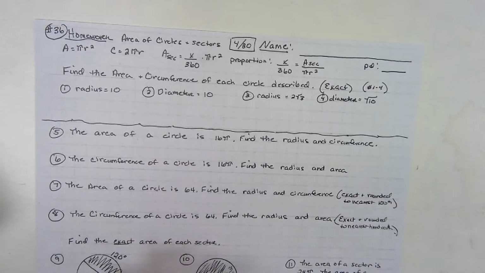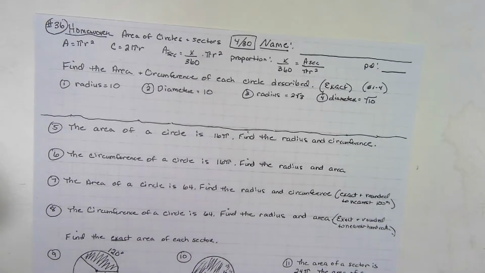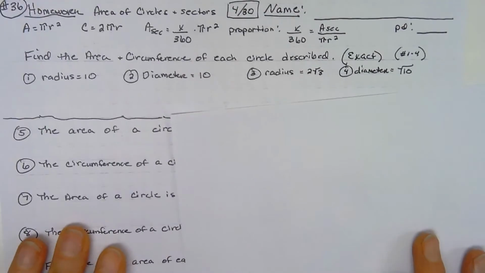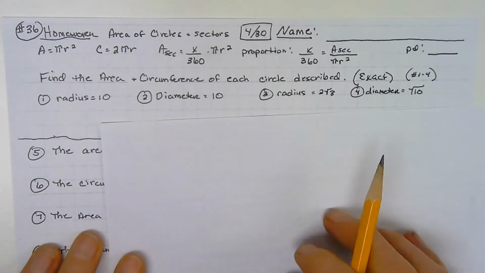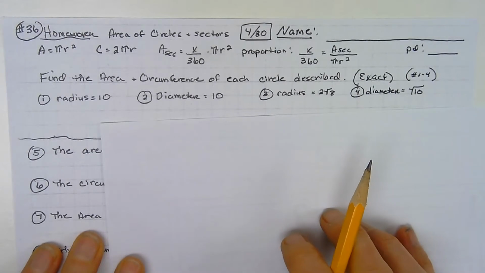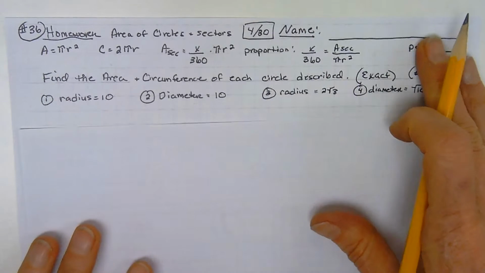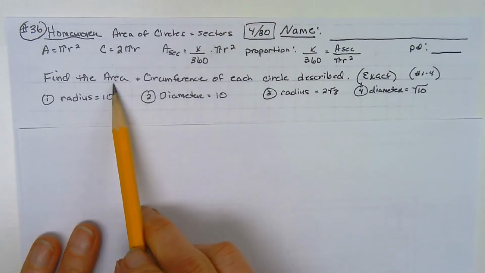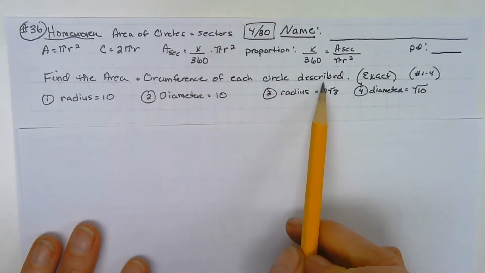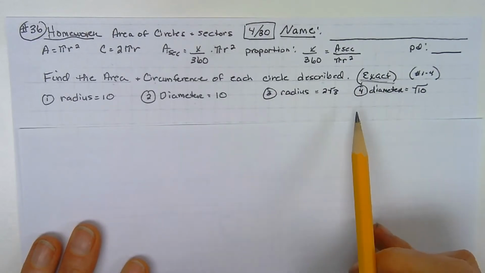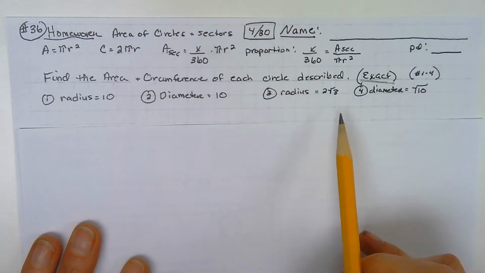This is homework number 36, and I might have to do this in parts again. This is part 1. Let's look at the area of circles and sectors and circumferences of circles. So number 1, we're told to find the area and circumference of the circle described. Exact, which means we'll leave pi as pi and any radicals as radicals.